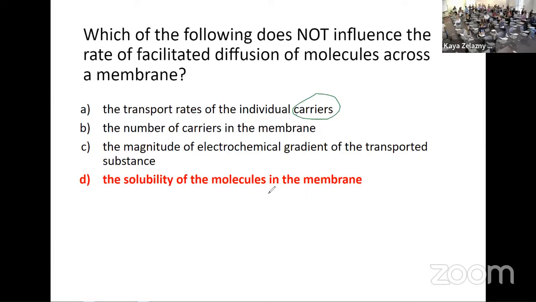The reason the solubility doesn't matter is that these molecules, if they're doing facilitated diffusion, we already know they're just not soluble across that membrane. So we already know that we have a molecule that can't cross that double layer of fatty acid tails. So a molecule that can't cross that hydrophobic region.